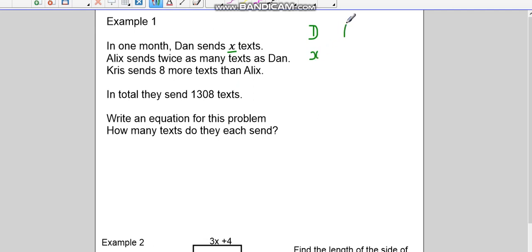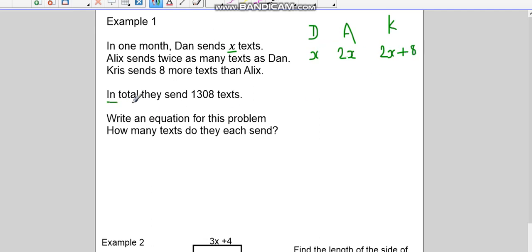Then we have Alex. Now Alex sends twice as many texts as Dan. So if Dan did x, Alex would have to be 2x, because that's twice as many. And then we have Chris, and we're told Chris sends 8 more texts than Alex. So if it's 8 more, I would have to add 8 on. So Alex was 2x, so Chris must be 2x plus 8. So that's how many texts they each send.